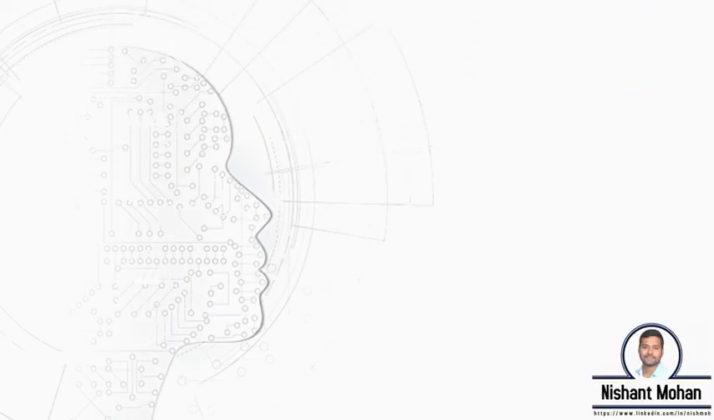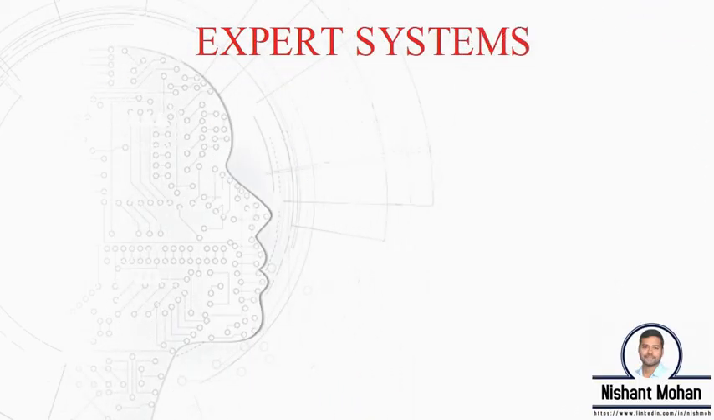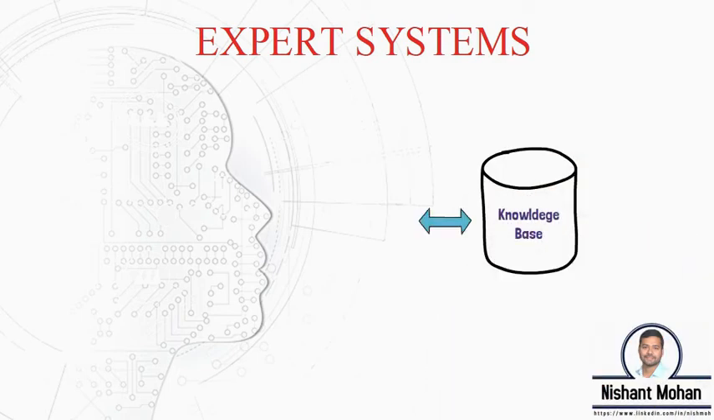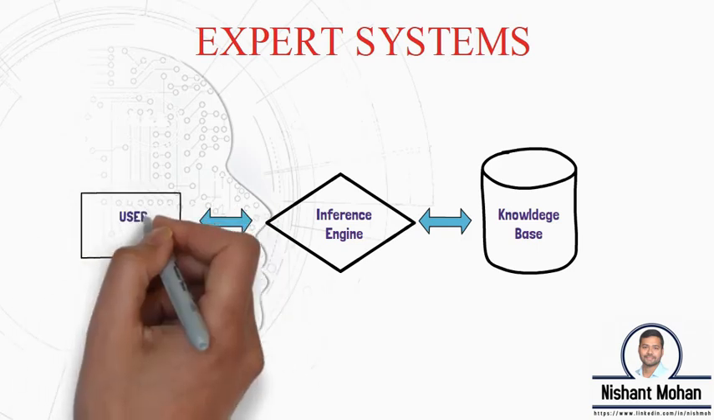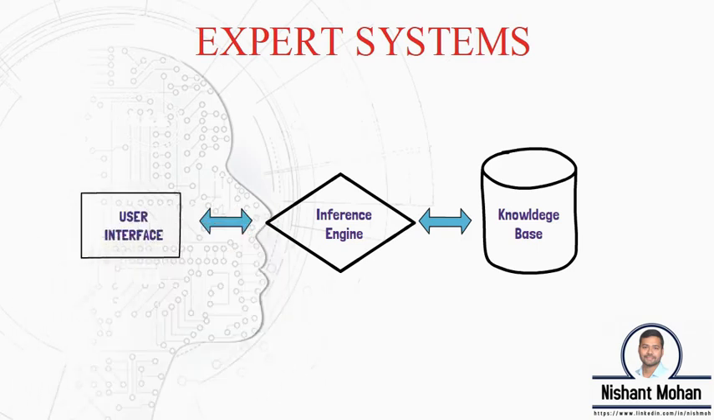This was reinforced by the development of what were called expert systems. An expert system consists of a knowledge base and an inference engine. The knowledge base contains necessary facts about a specific domain. The inference engine uses those facts to provide specific answers or make inferences.